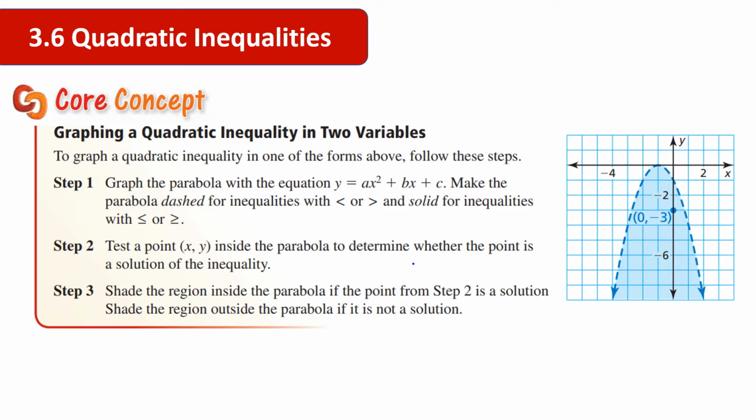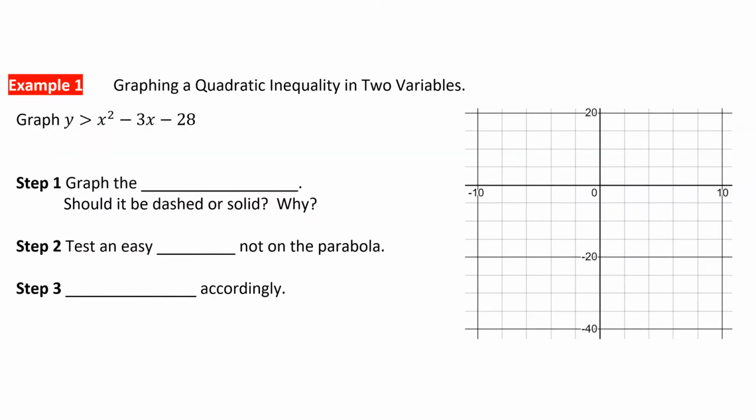And the steps that they have for us for two variables include, first of all, graphing the parabola, and then determining whether we should have a dotted or solid graph for the parabola, and then to test a point to see whether we should shade on the inside or the outside. So let's look at some examples to see how we could do these specifically.